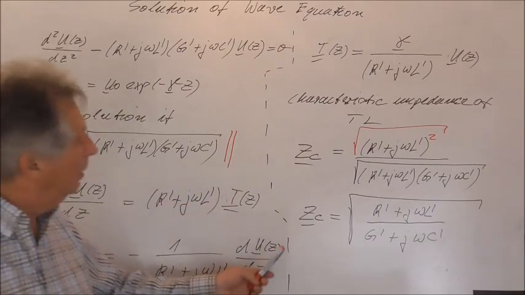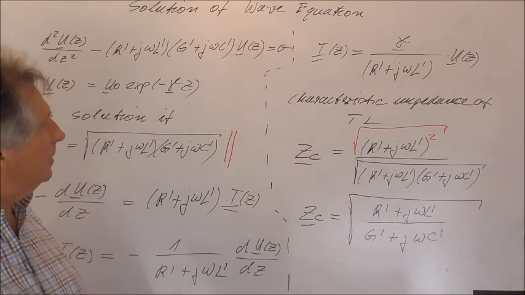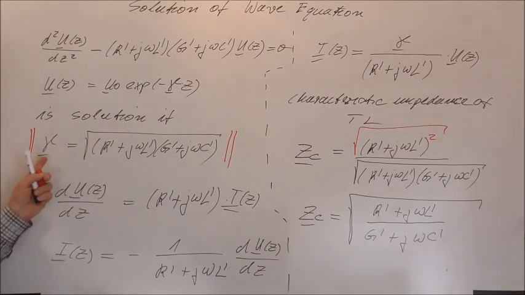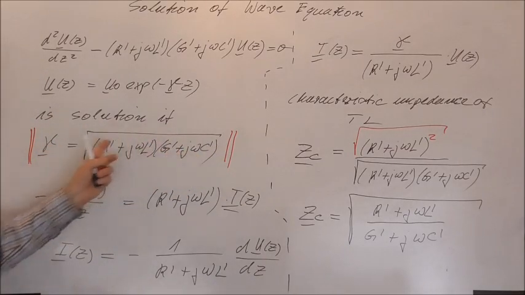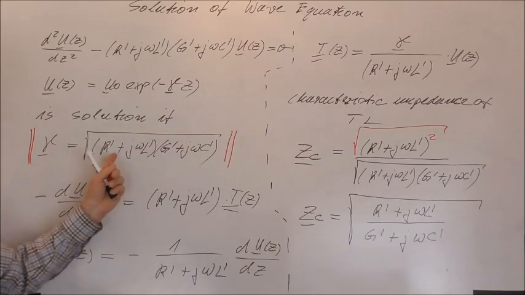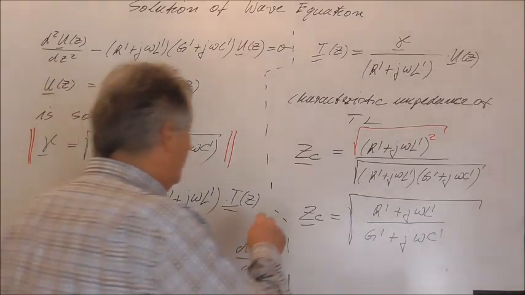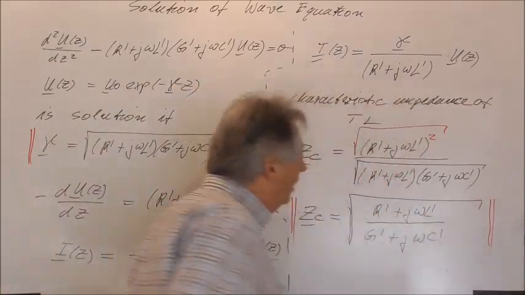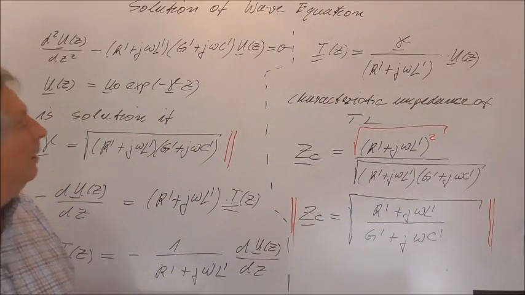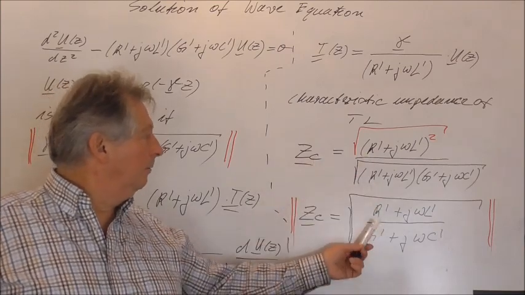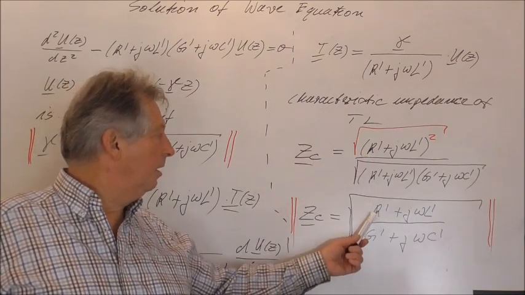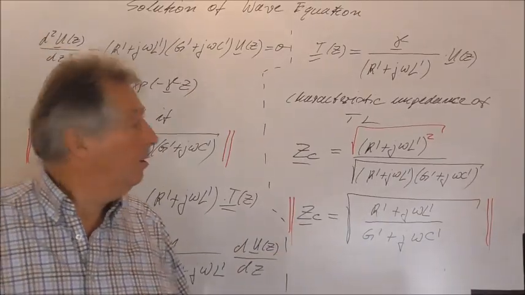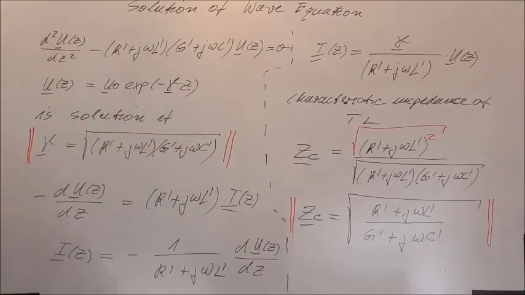So this is a further constant. We have introduced two constants up to now. One constant is gamma, which is composed from the parameters which describe the transmission line, and the further constant is the so-called characteristic impedance. If we have a transmission line which shows losses, then the characteristic impedance is normally complex valued.